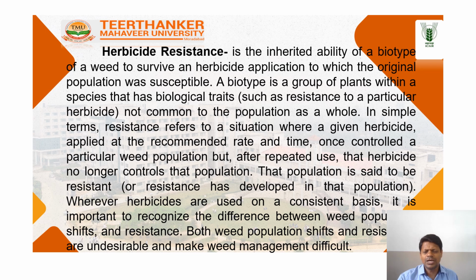In simple terms, resistance refers to a situation where a given herbicide, applied at the recommended rate and time, once controlled a particular weed population, but after repeated use the herbicide no longer controls that population. It means one herbicide application controlled the weeds, but the next time it does not. That population is said to be resistant, or resistance has developed in that population. Wherever herbicides are used on a consistent basis, it is important to recognize the difference between weed population shift and resistance. Both are undesirable and make weed management difficult.